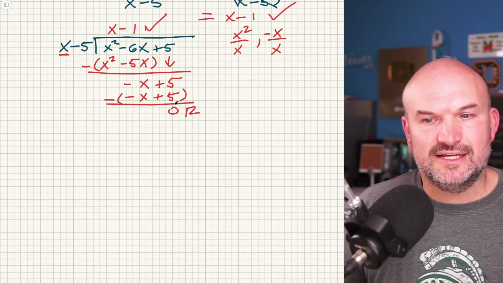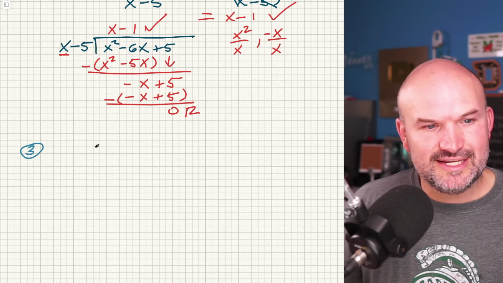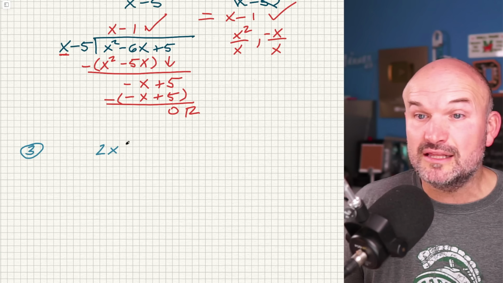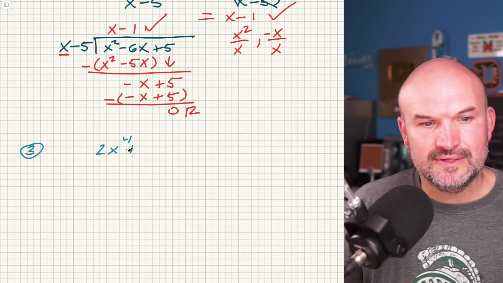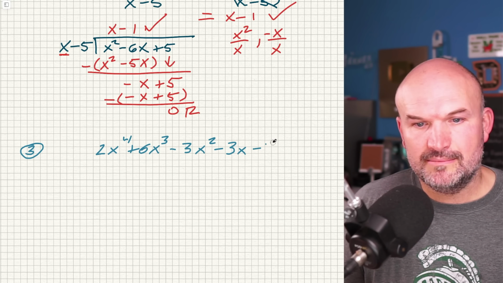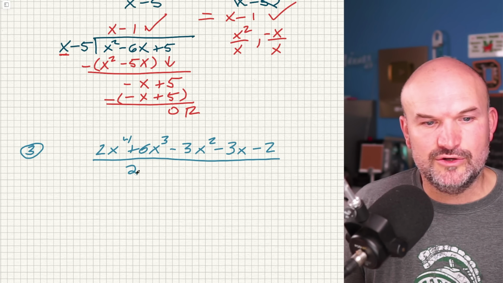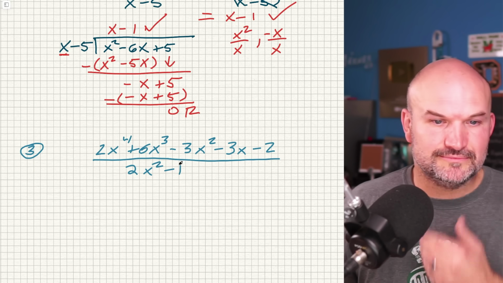Now let's go and do one that's a little bit more fun, right? We got to have some fun in doing long division. So in this case, let's do something that is a little bit bigger. So we have 2x to the fourth plus 6x cubed minus 3x squared minus 3x minus 2. And we're going to divide this all by 2x squared minus 1.